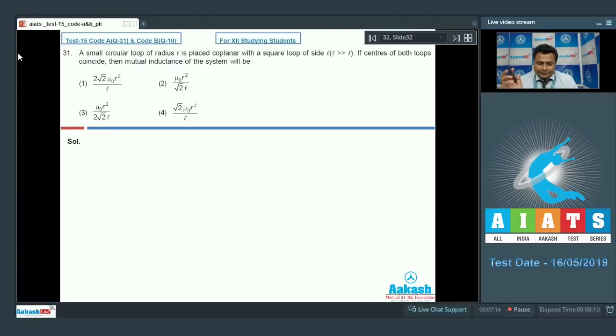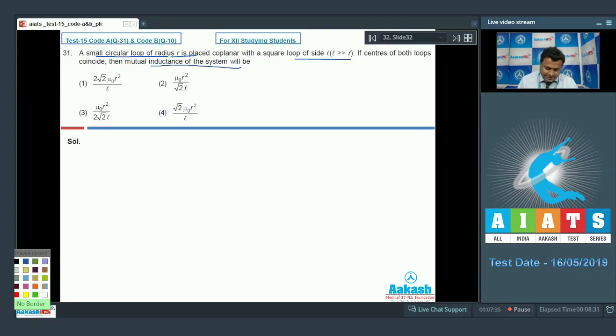Question number 31, everyone. A small circular loop of radius r is placed coplanar with a square loop of side l, such that L is much greater than R. If the center of both loops coincide, then the mutual inductance of the system will be what?